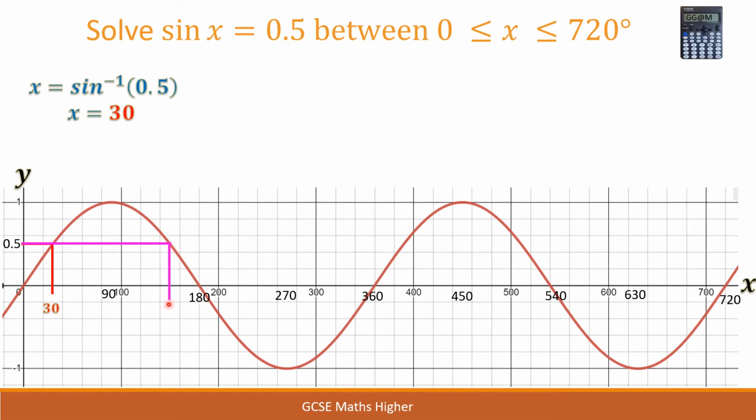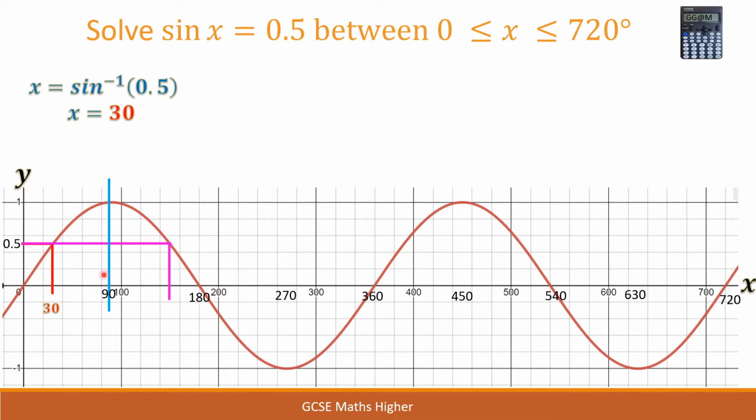And we've got to work out what the value is. Now you can see from the graph it's going to be between 90 and 180. But we've got to work out exactly what this value here is. And to do that, we're going to look at the symmetry in the curve. Now this curve is symmetrical about the point 90.